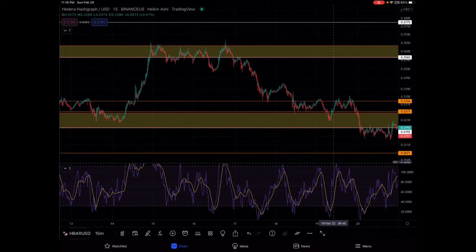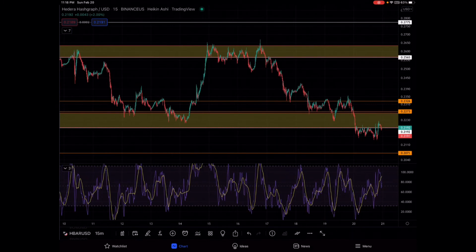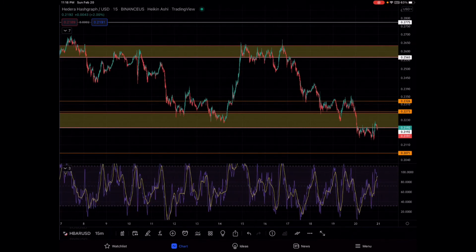I don't just trade off the RSI. I use a couple of other indicators, but they're not available in the free version, so I'll go over those later. I'm just sticking with the free version stuff for now.